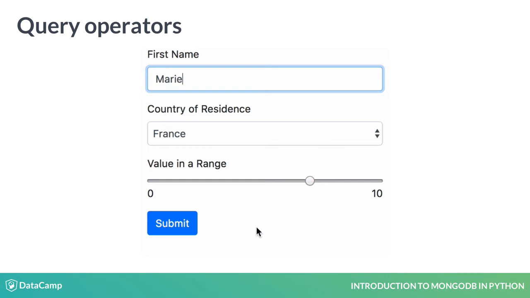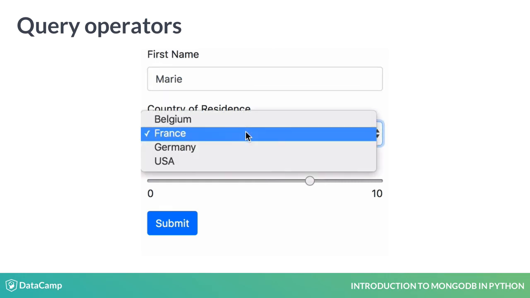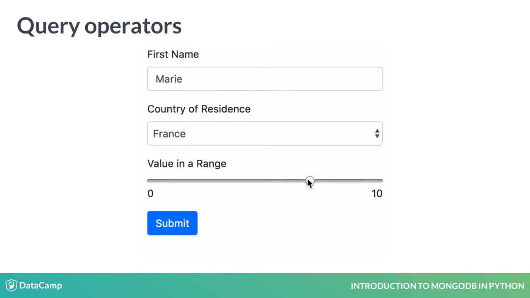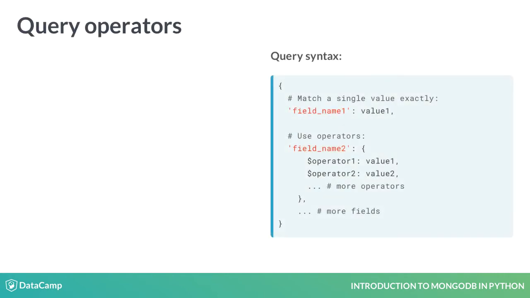All operators on fields wrap around their corresponding values. You might operate a drop-down menu to select a country, and a slider to pick a value in a range. Query operators in MongoDB work the same way. You place an operator in a filter document to wrap around a field and its acceptable values.